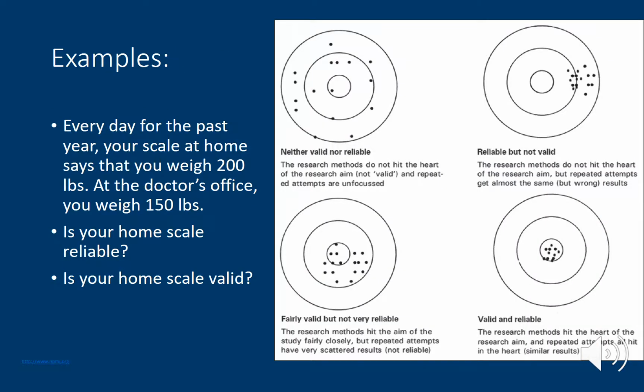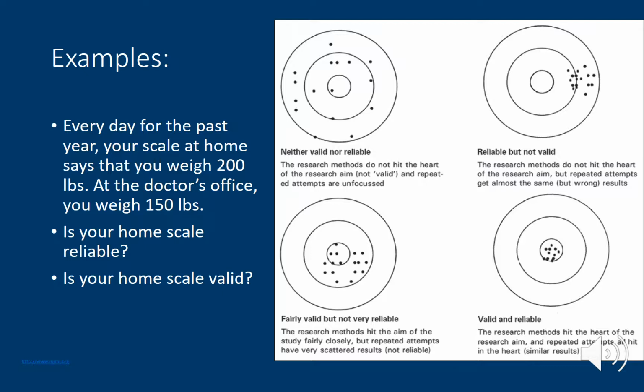So here's an example. I want you to think about this. So if every day for the last year you weigh yourself at home and it says 200 pounds every day, and then you go to the doctor's office for your annual appointment and they weigh you at 150 pounds. So is your home scale reliable? I would say yes, you're consistently getting 200 pounds.